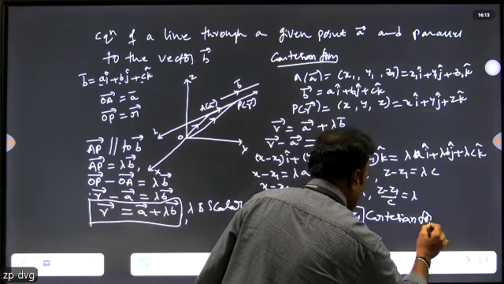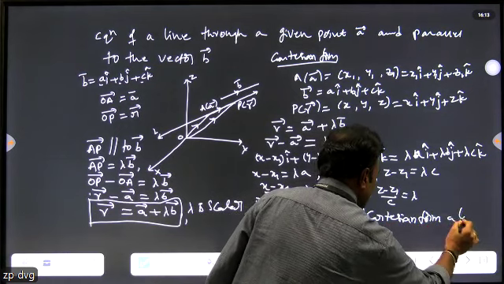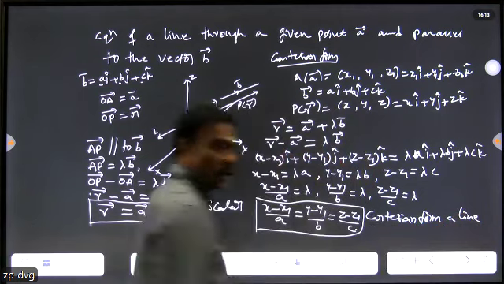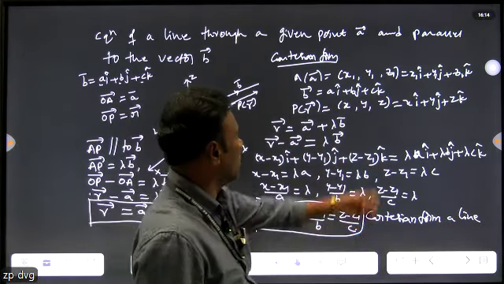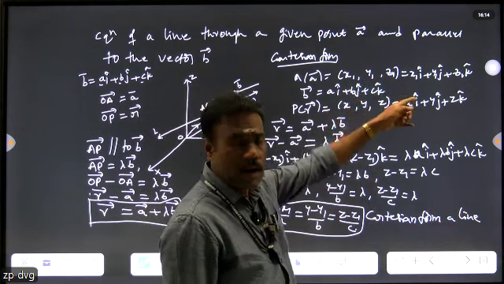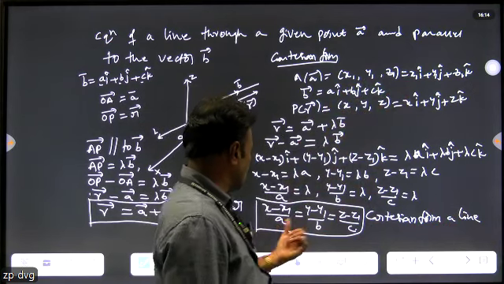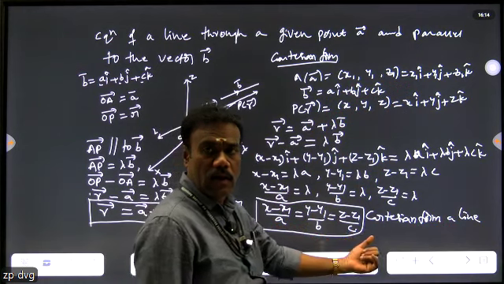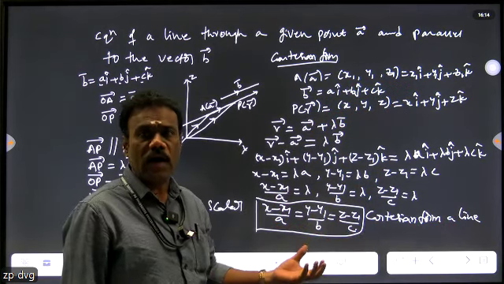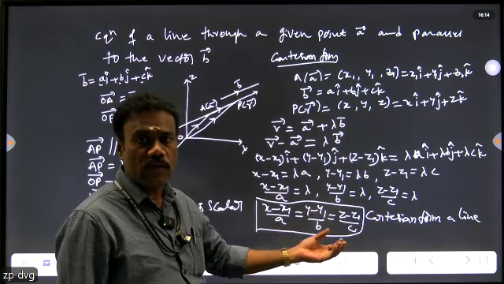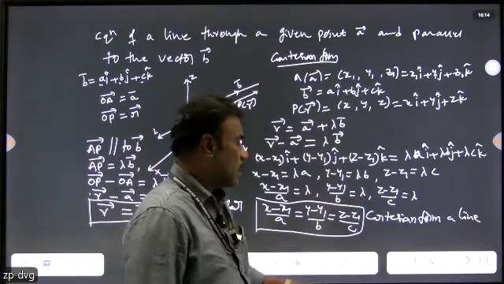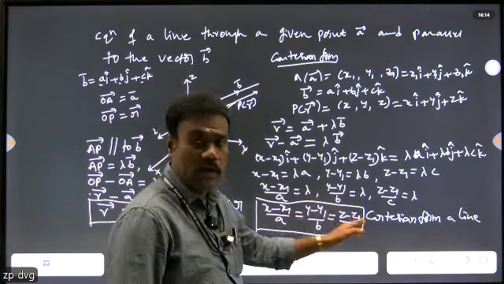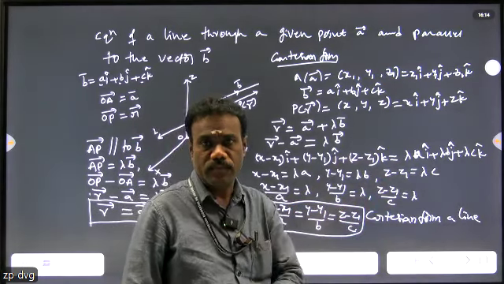Cartesian form of a line passing through the point x1, y1, z1 and a, b, c. Here in this, a, b, c are the direction ratios of the line, and x1, y1, z1 is a point on the line.